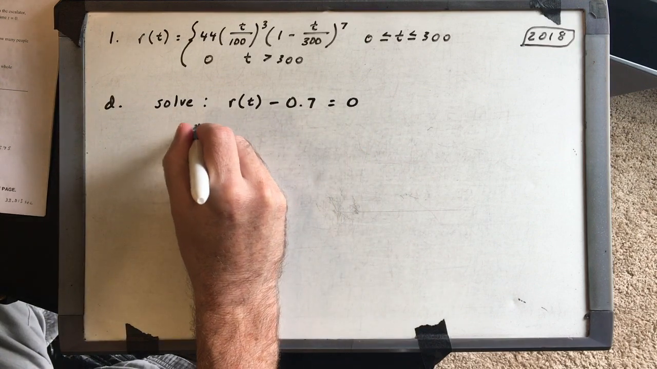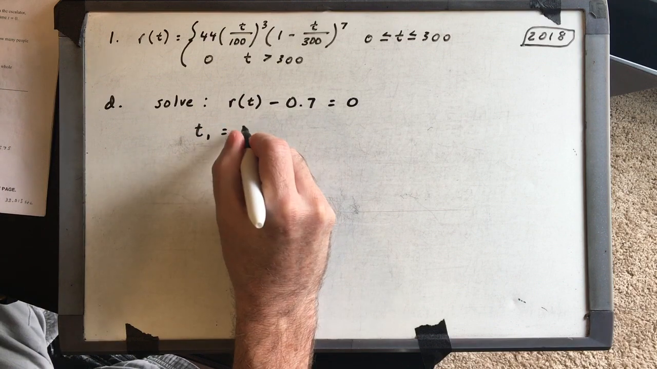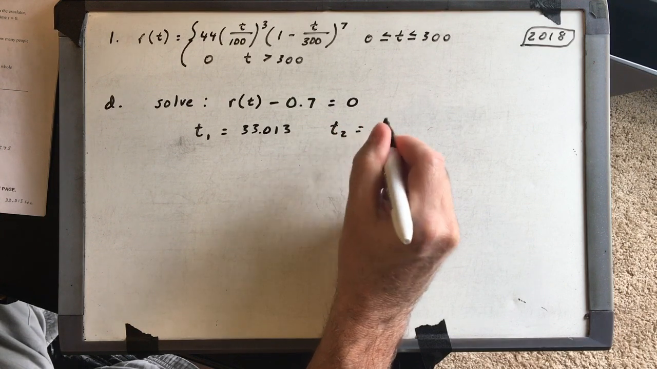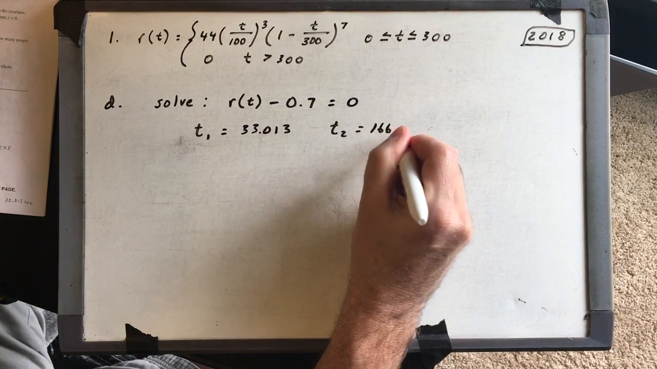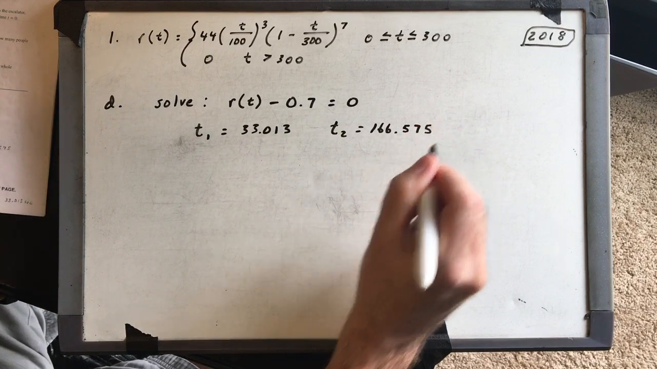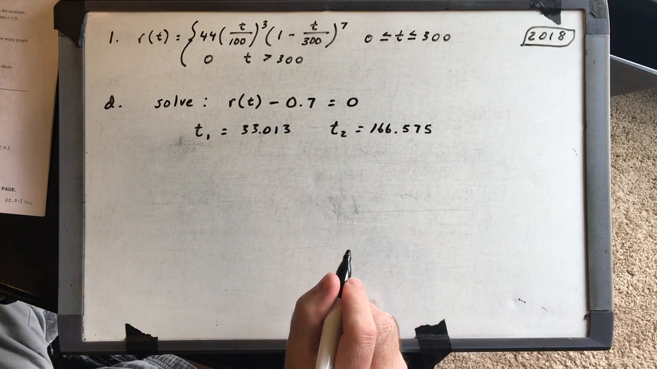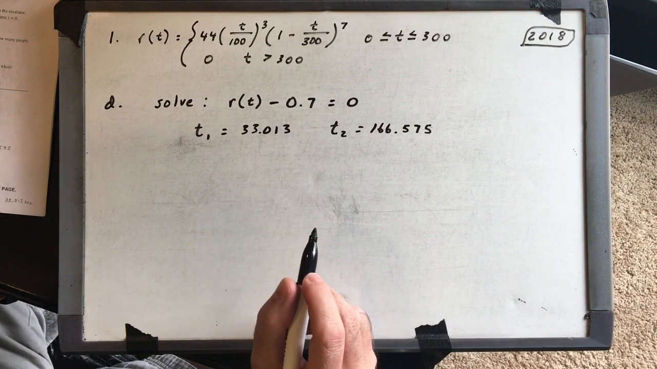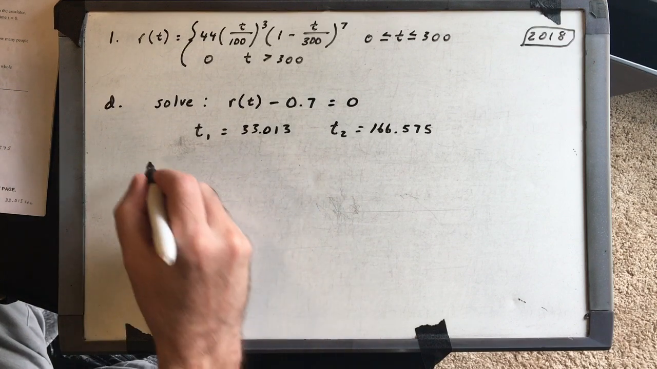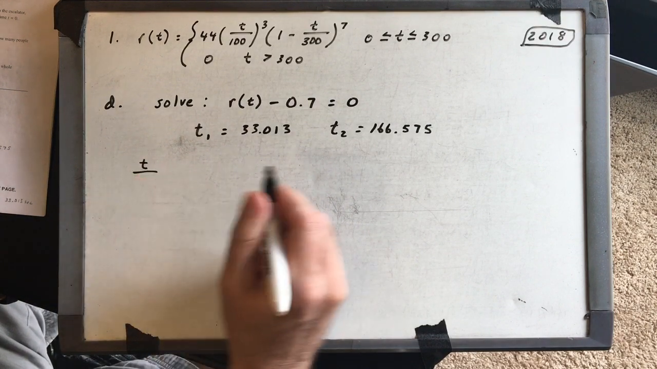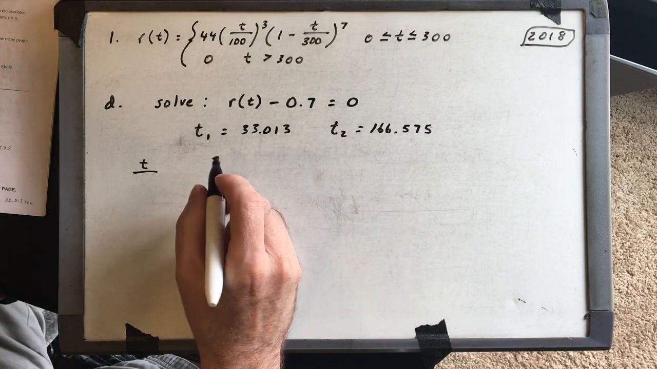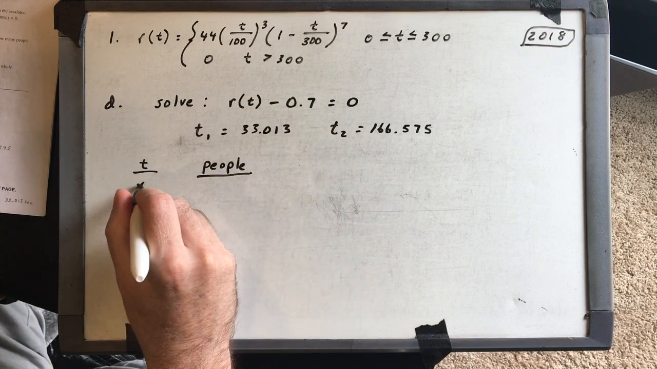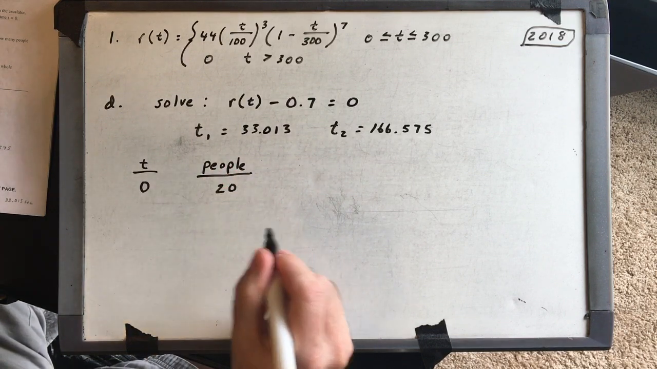So if you solve that in your calculator, you're going to get 2 times, 33.013 and 166.575. All right, and then what you want to do is check that. So in order to find whether it's a min or a max, we have to check those critical points, and we also have to check the endpoints. So at t equals 0, we know we have 20. That could be the minimum.